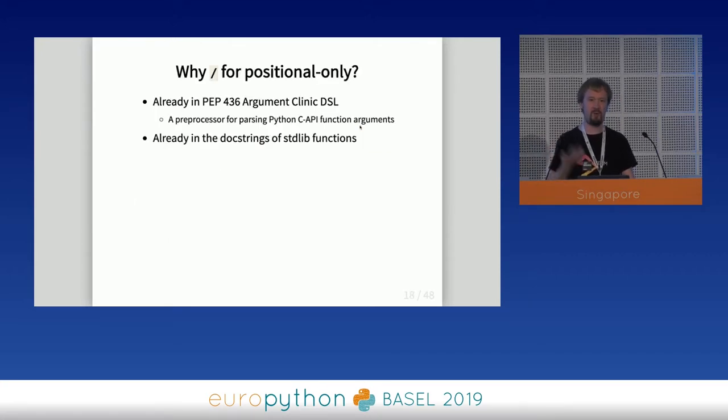But why slash for positional only? Well, it's because in Python we already have this PEP that describes the so-called Argument Clinic DSL. It's a DSL that defines a preprocessor for writing C extension modules for CPython. And in this DSL, slash is used exactly for this case, for separating positional only arguments, like the ones in the function power, from anything else. And also, the slash was used, I guess, before in some documentation for built-in functions as well. So for historical reasons, slash seemed like a good way to separate these parameters.